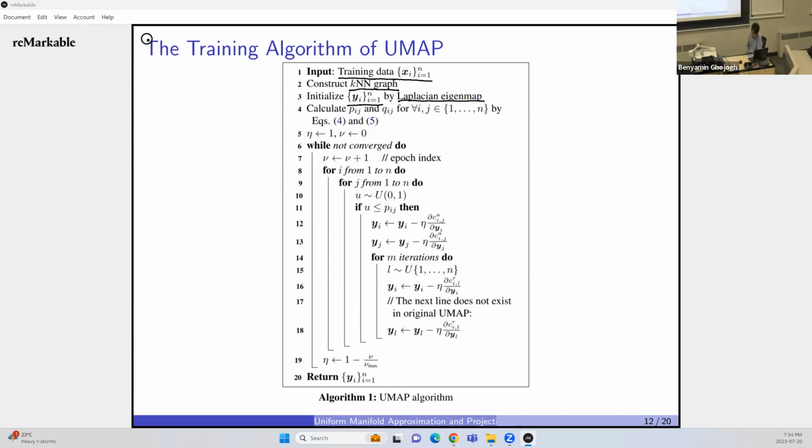But they have empirically found that it's easier for optimization to initialize by one of the dimensionality reduction algorithms named Laplacian eigenmap. We didn't have time to go through Laplacian eigenmap in this course, but it's one of the algorithms for dimensionality reduction. For more information, you can see my tutorial on Laplacian eigenmap. It's called, let me see, what was it called?